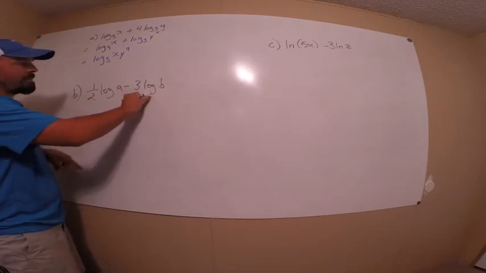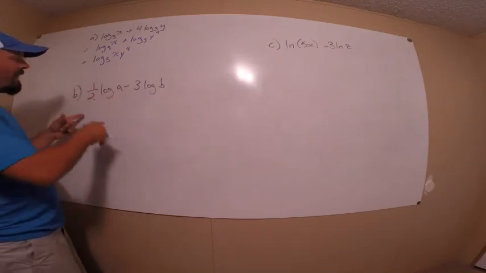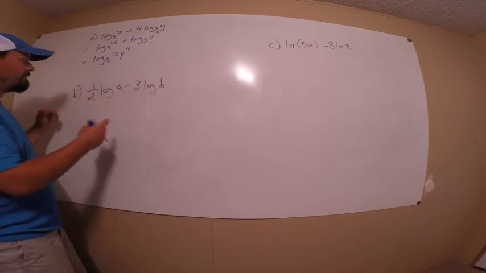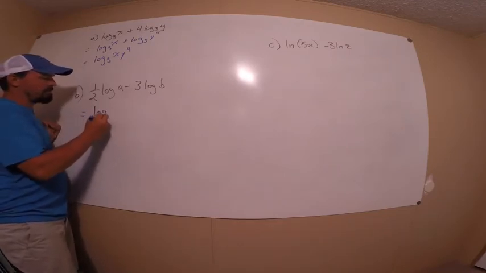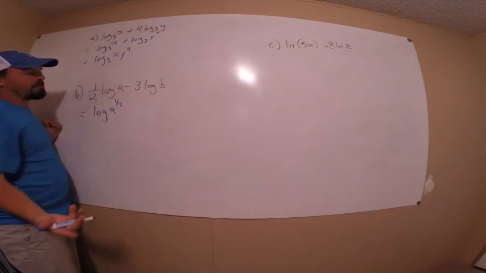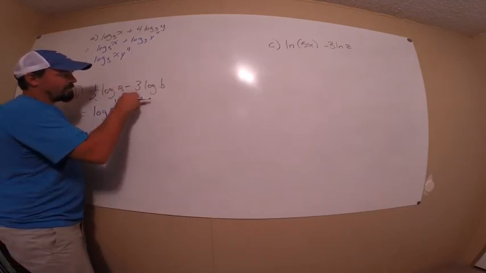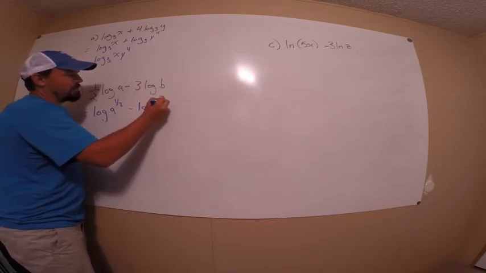For B, like I said, these logs have to be the same. I have a 1/2 log here, I have a 3 log here. The insides aren't the same, so I can't combine them there. I have to bring these exponents in before I can do anything. So, first step, I've got log of a to the 1/2 if I make that back into an exponent. Minus, if I make this an exponent, I've got log of b to the 3rd.